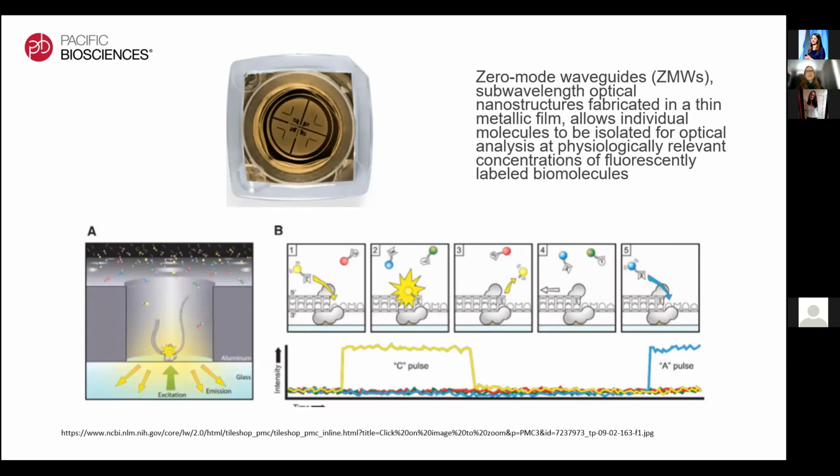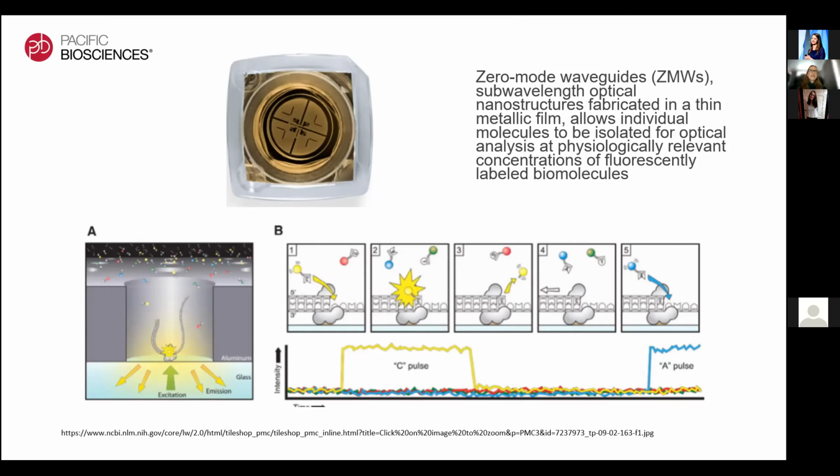A zero-mode waveguide is a sub-wavelength optical nanostructure fabricated in a thin metallic film, and it allows individual molecules to be isolated for optical analysis at physiologically relevant concentrations of fluorescently labeled biomolecules. So four types of nucleotides are labeled with different fluorescent dyes, similarly to previous technologies.